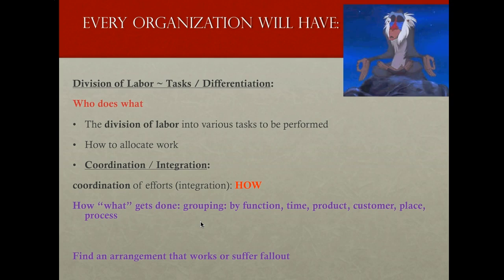It can also be grouped by place if there's several geographic locations, and then process. So find an arrangement that works really for the organization. If you read about in your Bolman and Deal book, Harvard and McDonald's, and see how that integration, the task differentiation, and then integration works.